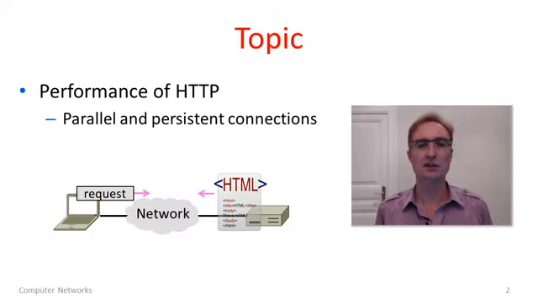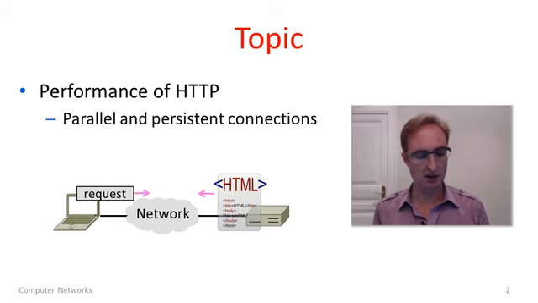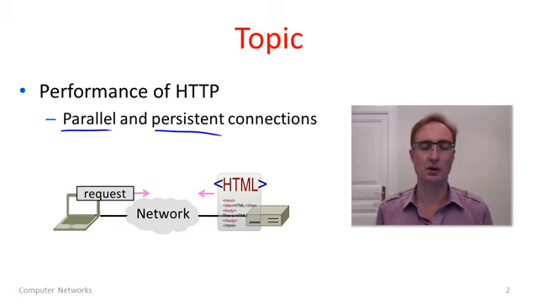So we've covered an introduction to the HTTP protocol and heard about its requests and responses, but I haven't said anything yet about how well it performs over the web. That's what we'll begin to look at in this segment, and in particular I'll go over a couple of options for arranging requests and responses, so-called parallel and persistent connections.